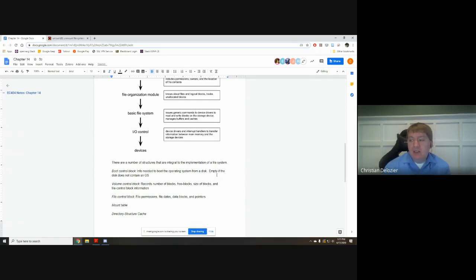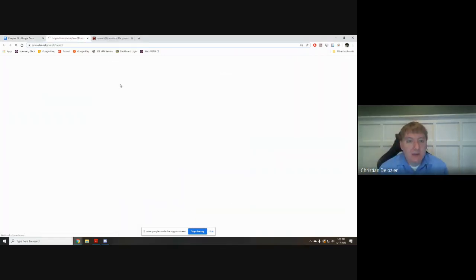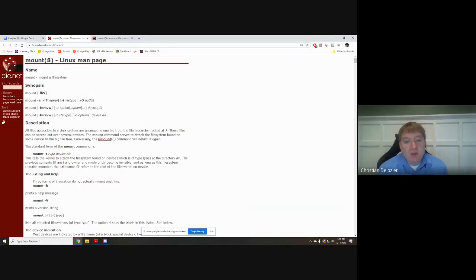The mount table, this contains information about mounted volumes. I'm going to add in here from some links that we have the mount and unmount commands. So the mount and unmount commands sort of allow you to be able to pull a new drive into your file system. So this maps from a device to a place in the file system.